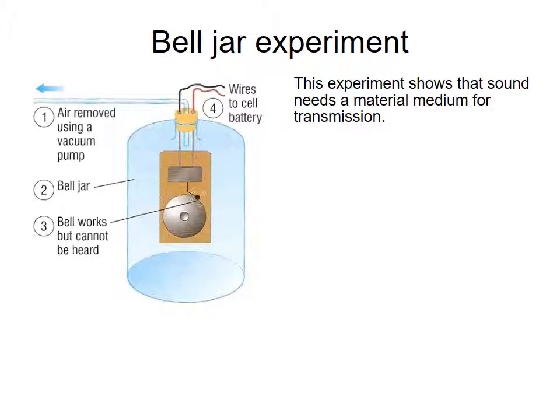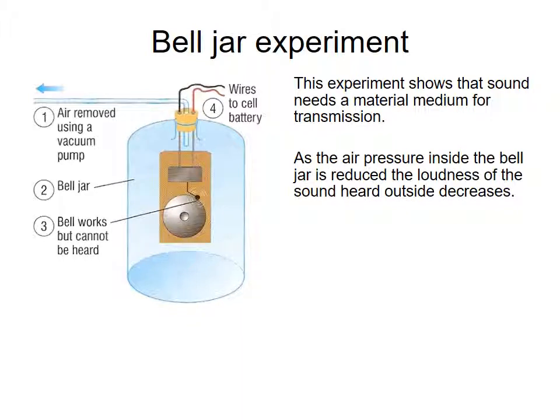So this is basically proving that you need a medium for the transmission or the passing of the sound waves. As the air pressure inside the bell jar is removed, or reduced to a vacuum, the loudness of the sound should be heard to decrease, and the bell can be seen, it's a glass jar, to be banging, but it cannot be heard because there is no medium now for the sound to be transmitted.